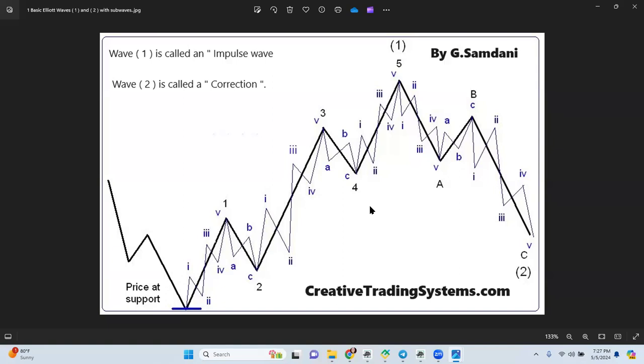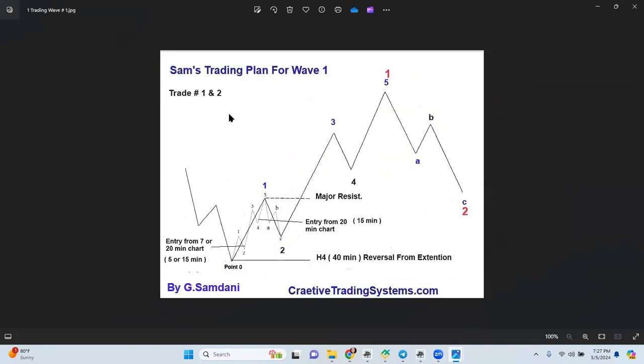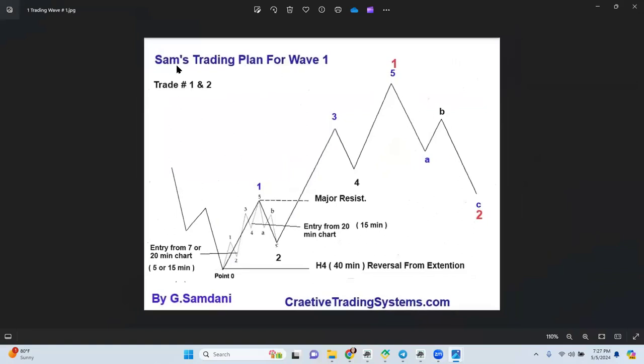What is my trading plan? I made some charts and all of that, and these charts and the detailed video will be in my trading video course. Now, for example, this is the plan to trade wave number 1, the blue one, right? Waves 1, 3, and 5 are impulse waves, which have 5 subwaves in them.